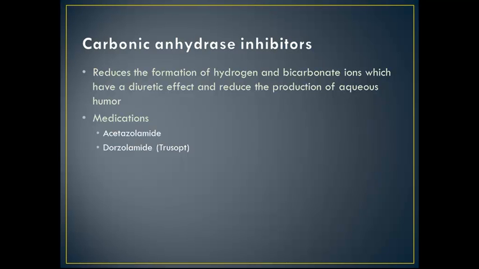Carbonic anhydrase inhibitors reduce the formation of hydrogen and bicarbonate ions, which have a diuretic effect, and reduce the production of aqueous humor. Medications commonly prescribed are acetazolamide and dorzolamide.